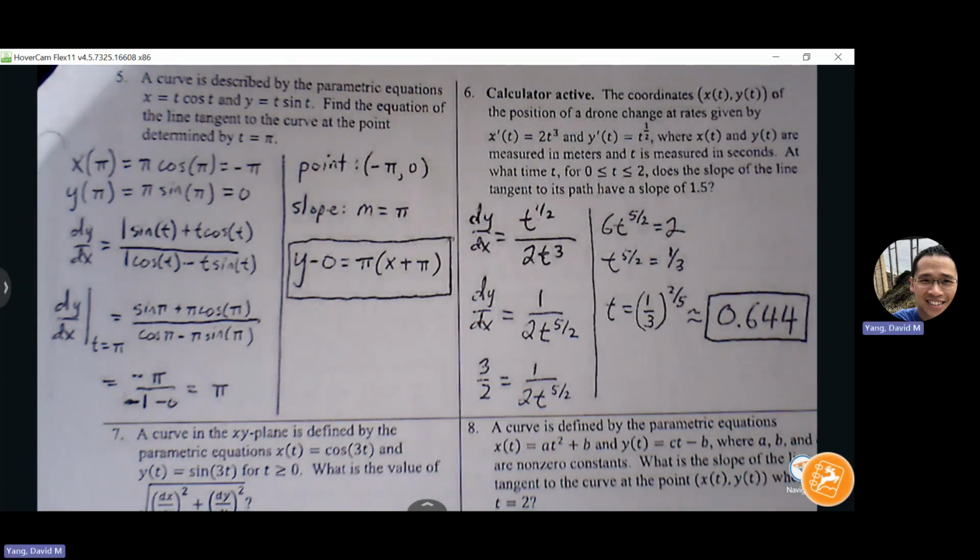Okay, we'll keep working for 5 more minutes. So keep going. Number 6, you have your y prime and x prime given to you. We just have to set that equal to the slope and solve for t.